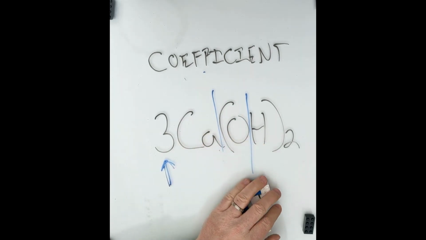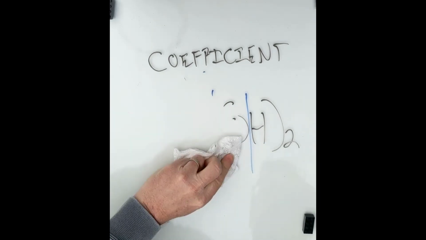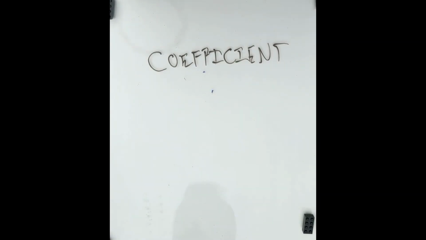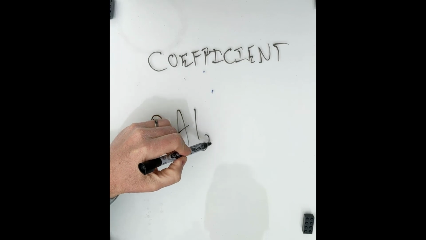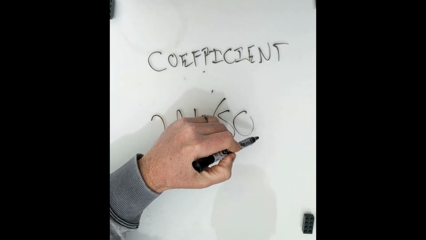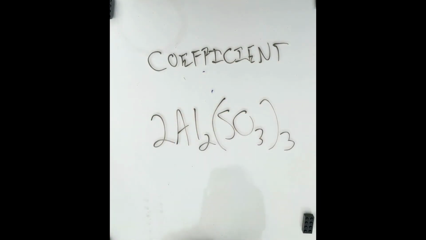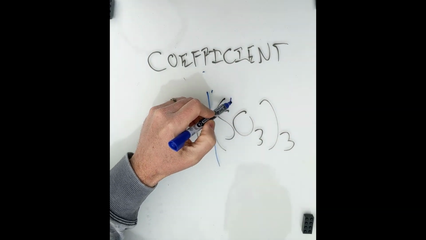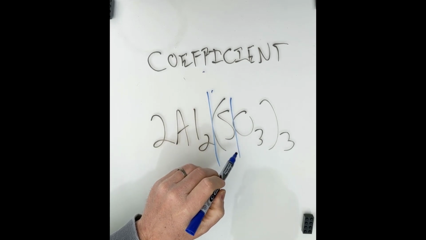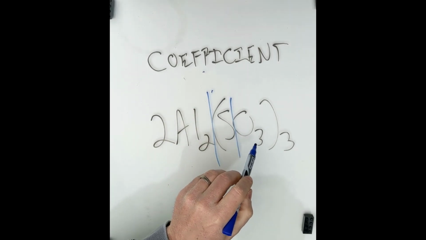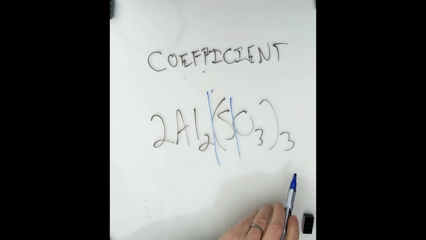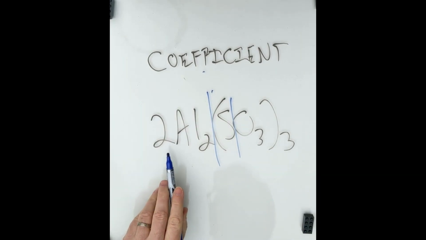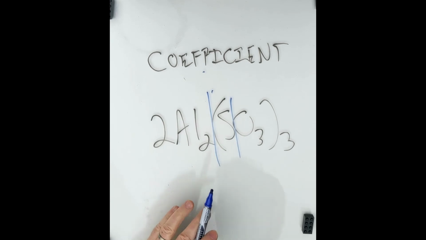And then just to show you one that's got a little bit of everything, let's take a look at 2Al2(SO3)3. All right, so we've got aluminum with a 2 next to it. We've got sulfur in the parentheses, no subscript. Oxygen, 3 in the parentheses. And then there's a 3 outside the parentheses, and then there's a coefficient of 2. So we've got all sorts of stuff going on here. So let's just break this down.